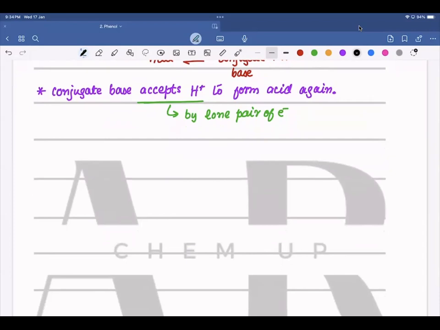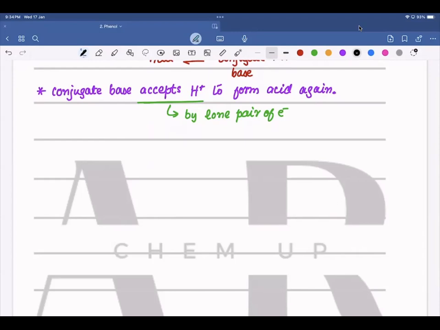Yes. Which? Sir, can you repeat the question? Yeah. I asked which conjugate base, the one which accepts the hydrogen ion readily or the one which accepts the hydrogen ion less readily, belongs to a stronger acid?